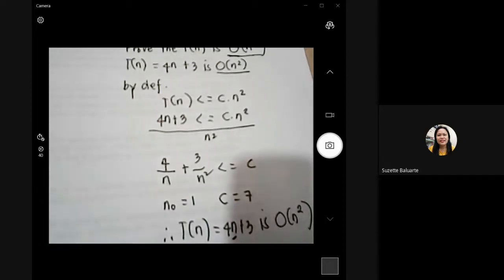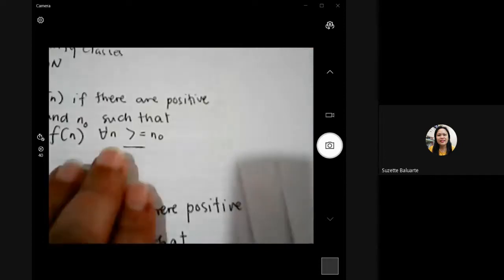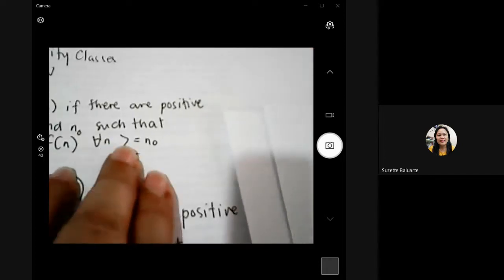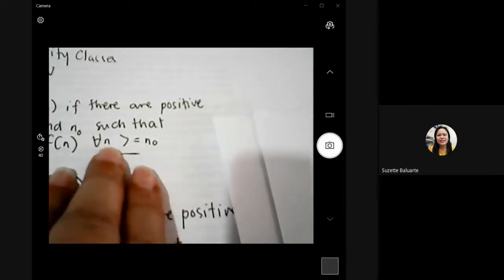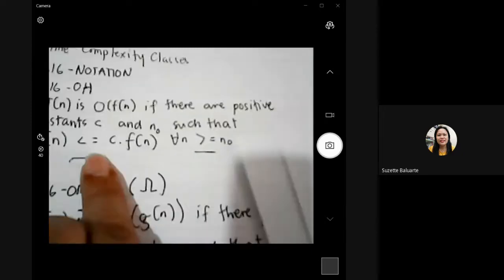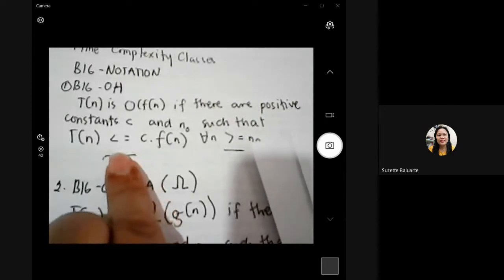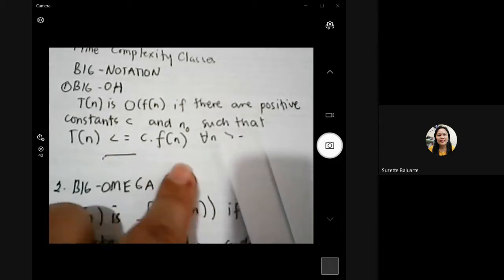What is it? For all n greater than n sub 0. So, in other words, if your n in T of n is small, then T of n is less than or equals to C of f of n. So, it is big O.